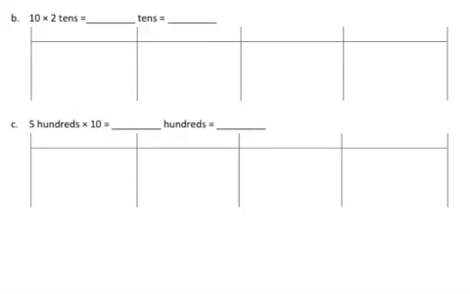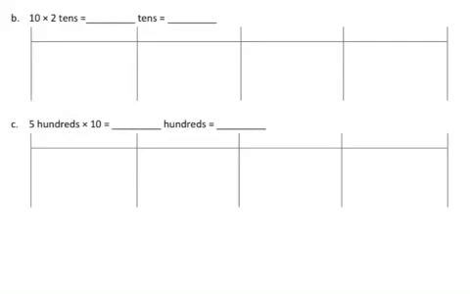So for B, let me just read the directions first. For number 1, it says label the place value charts. Fill in the blanks to make the following equation true. Draw discs in the place value chart to show how you got your answer using arrows to show any regrouping. So for B, it's 10 times 2 tens equals blank tens equals blank. And the place value chart's here.